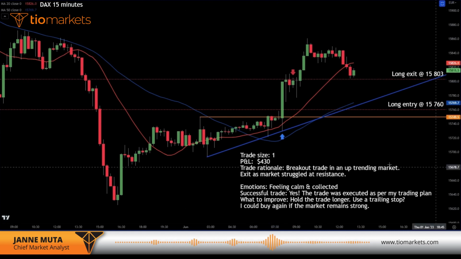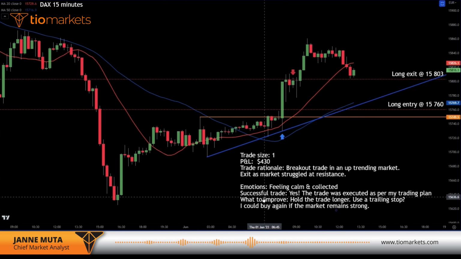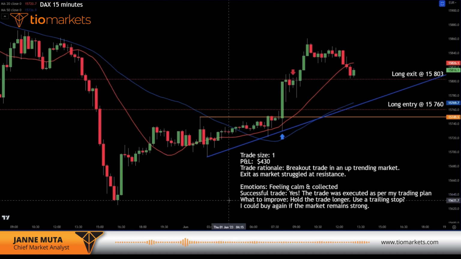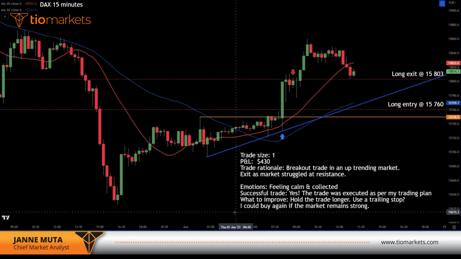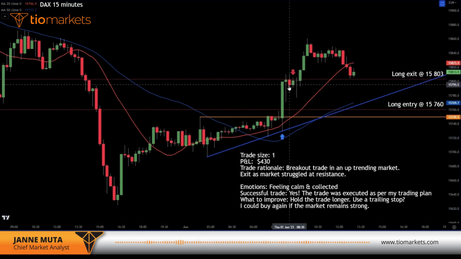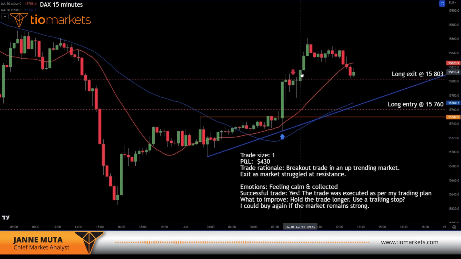Now, you can write down your emotions. You can write down if the trade was successful; if it was executed as per trading plan, then it's a successful trade, as you remember. And then, a highly important point here, you could also write down what to improve. In Excel, this could go into your comment section, but here you can just write it down on the chart itself. Maybe you can hold the trade longer or use a trailing stop, or maybe you could buy again if the market remains strong. Like here, it seems like it loses momentum, but then there's another break higher. So this breakout would have provided something like 40 points, so another $400 with one contract.